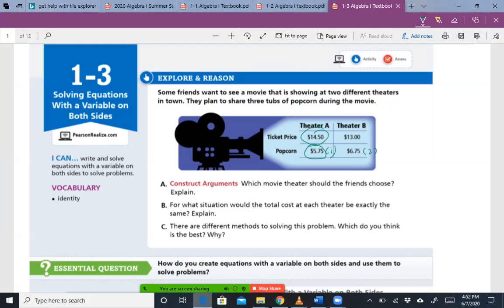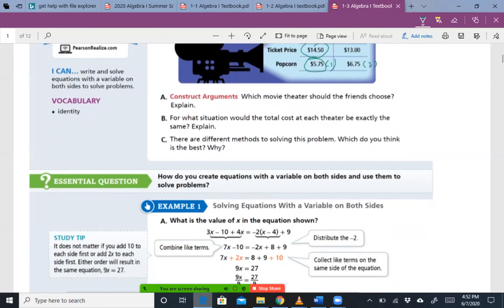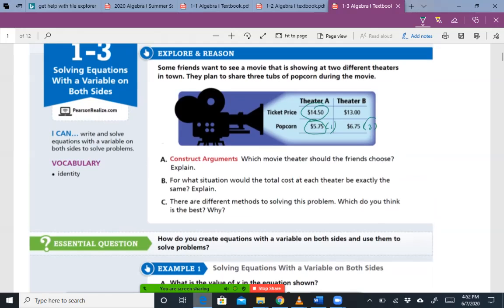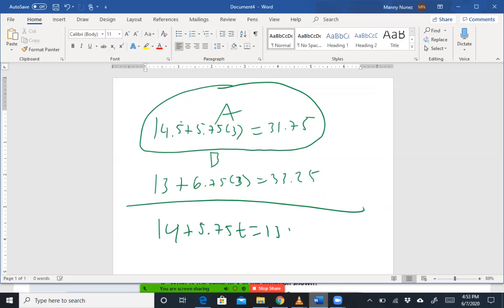All right. For what situation would the total cost be equal? Well, let's figure it out. I'm going to call t the number of tubs of popcorn. And in order to figure that out, we set them equal to each other. So 14 plus 5.75t equals 13 plus 6.75t. Let's check it out, okay?